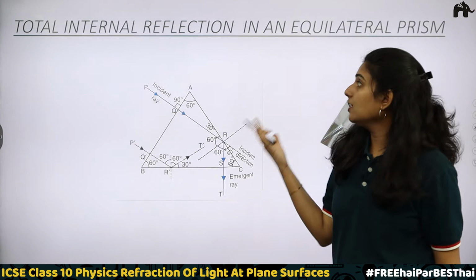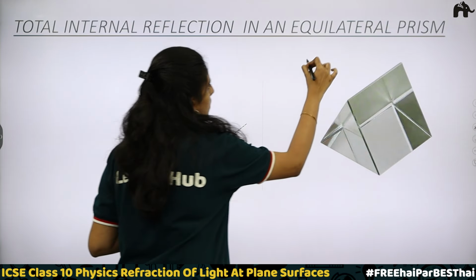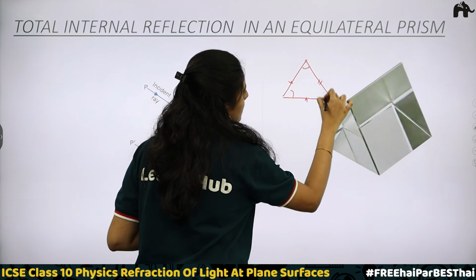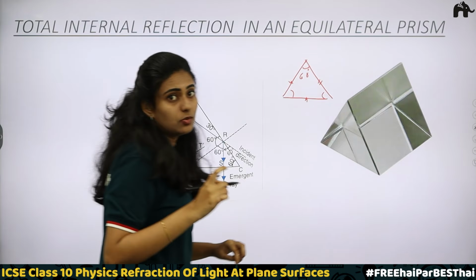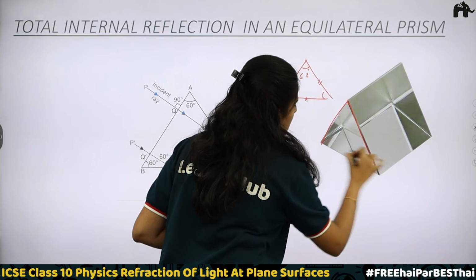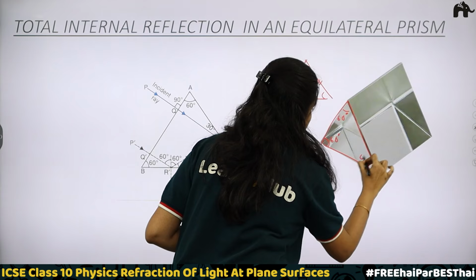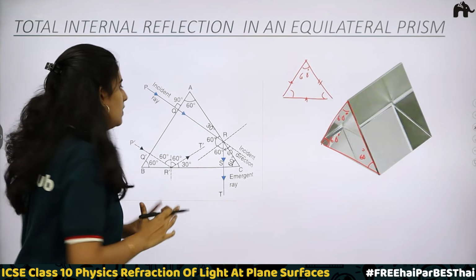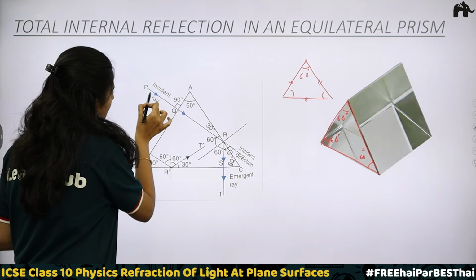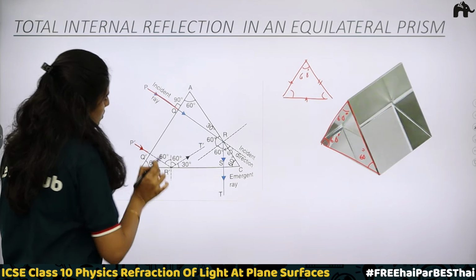Okay. Next is the total internal reflection in case of equilateral prism. What is an equilateral prism? We know what an equilateral triangle is. A triangle with all sides equal and all angles equal to 60 degree is called an equilateral triangle. Okay. So here we have the principal face. In this principal face, all angles will be 60 degrees. Okay. Now let's see how the total internal reflection takes place in this case. Here we have a parallel beam of light. PQ is your first ray and P dash Q dash is your second ray.